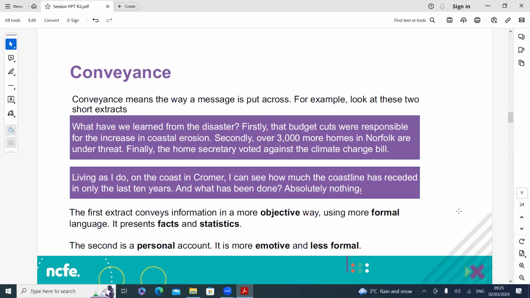Okay, so the conveyance is the way the message is put across. Is it formal? Is it personal? Any questions about that?